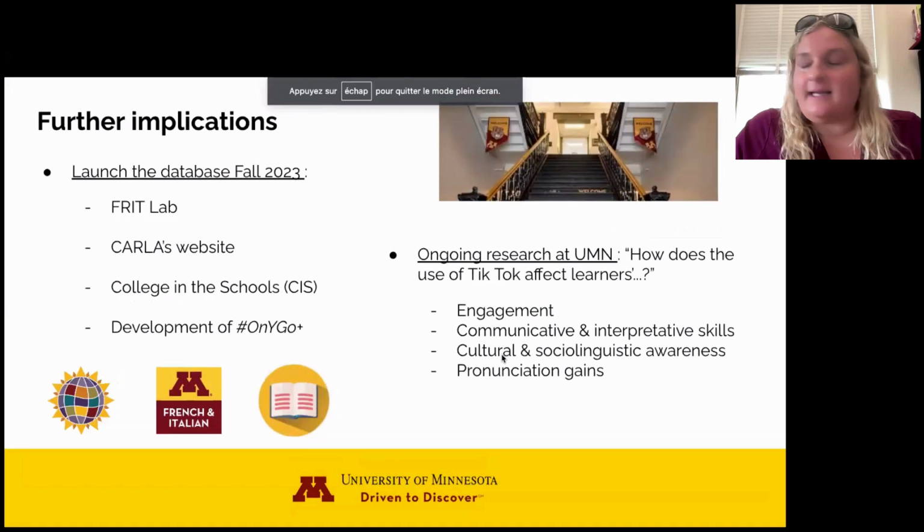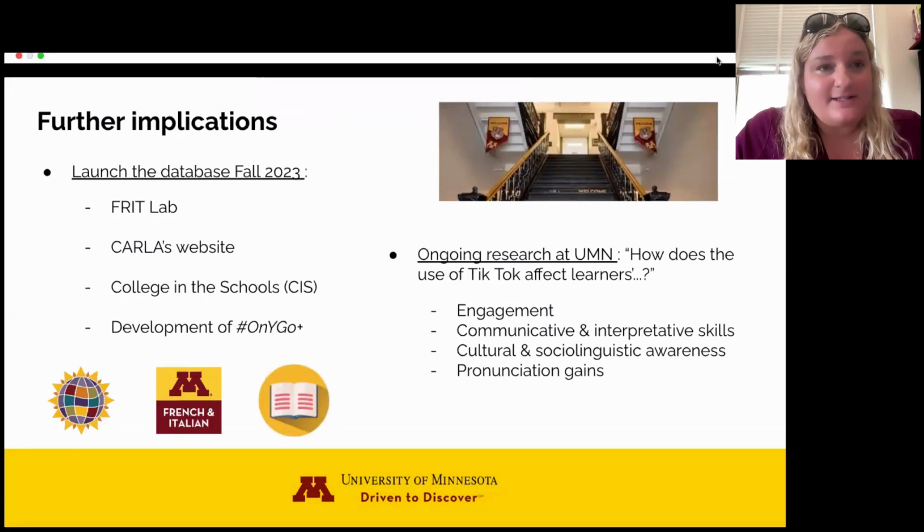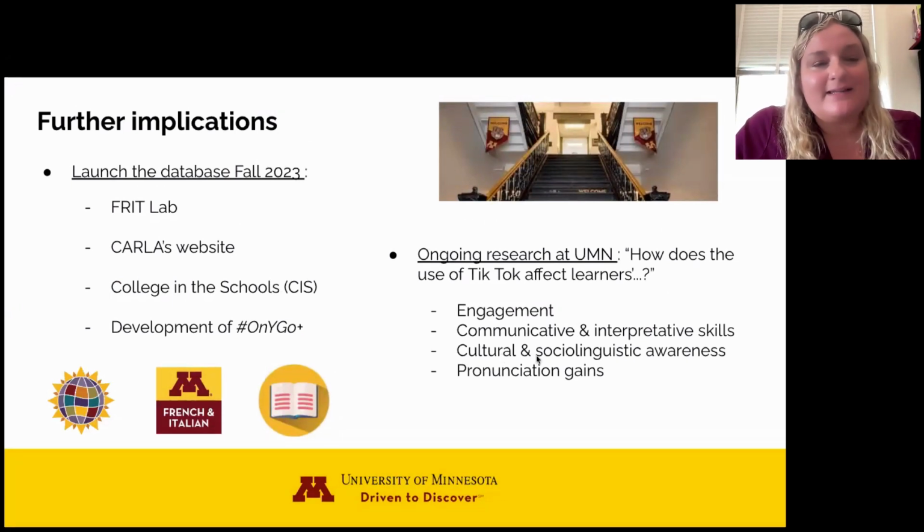And then I'll just end up here with where we are. So Chimène and I worked on this project over the summer, and we launched our database at the very end of summer. And so it's been out there. We've been sharing it locally with the Department of French and Italian here at Minnesota, with our peers. We've shared it with the teachers who are doing college in the schools in the area. It has been linked on CARLA's website. And we've shared it locally. I think we have plans to share it with the French teachers in the US group on Facebook.